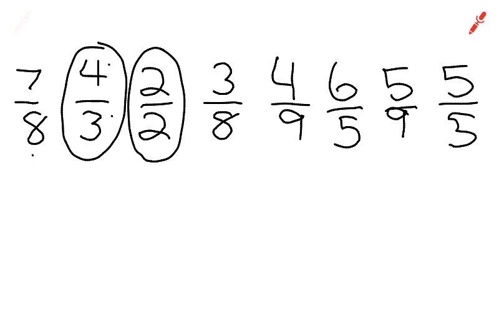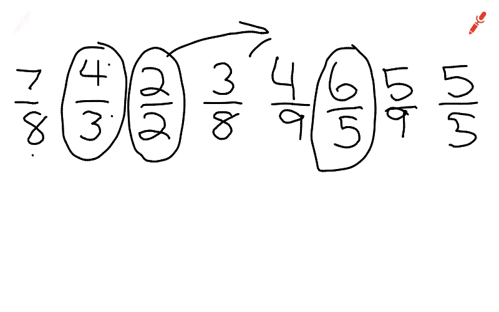The next one, 6 over 5. What do you think for that one? Show me your thumbs. That one we are going to circle. We have a bigger number on top. It is an improper fraction. The next one, 5 over 9, we are not going to circle. And the last one is just like the one we had earlier, 2 over 2. And we are going to circle that one.